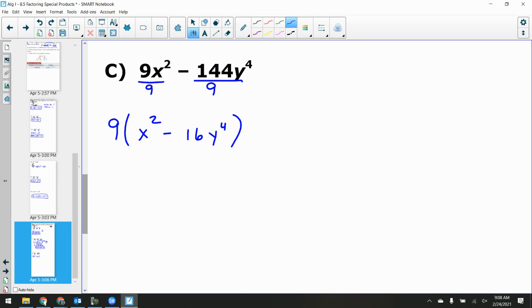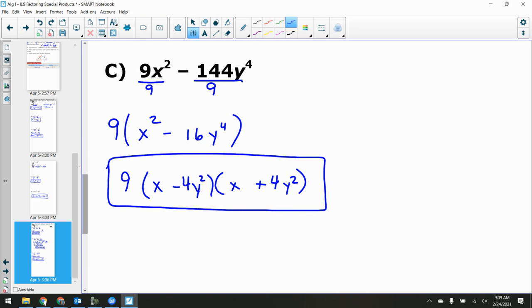And now I only look at the piece inside the parentheses. I know 9 is, but is x squared a perfect square? Is 16? Is y to the 4th? Yeah, so I know that this is a difference of squares. Minus and a plus, and then square root everything. Square root of x squared is just x. Square root of 16 is 4. Square root of y to the 4th is y to the 2nd. Remember, divided by 2. There's my answer.